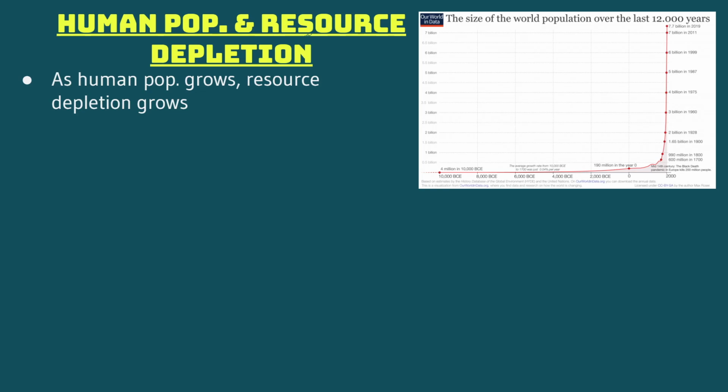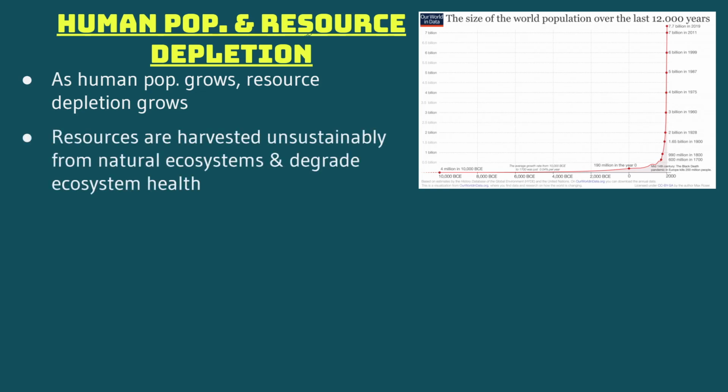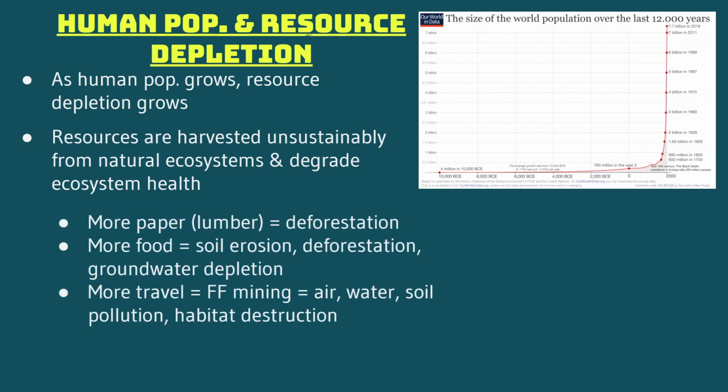We are growing far beyond any reasonable logistic growth model that we see in nature, and this population growth is just unprecedented. The problem is, this leads to us harvesting resources at an unsustainable rate. We are harvesting resources at a rate that's far faster than they can be replenished by natural ecosystem function. This is going to degrade those ecosystems.